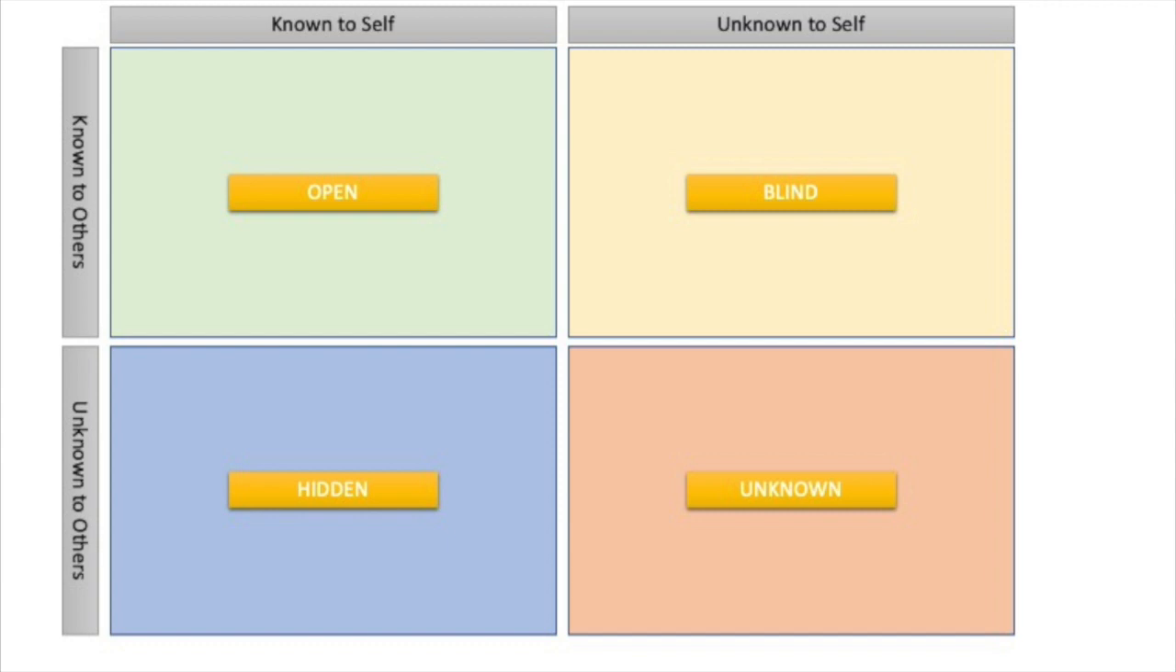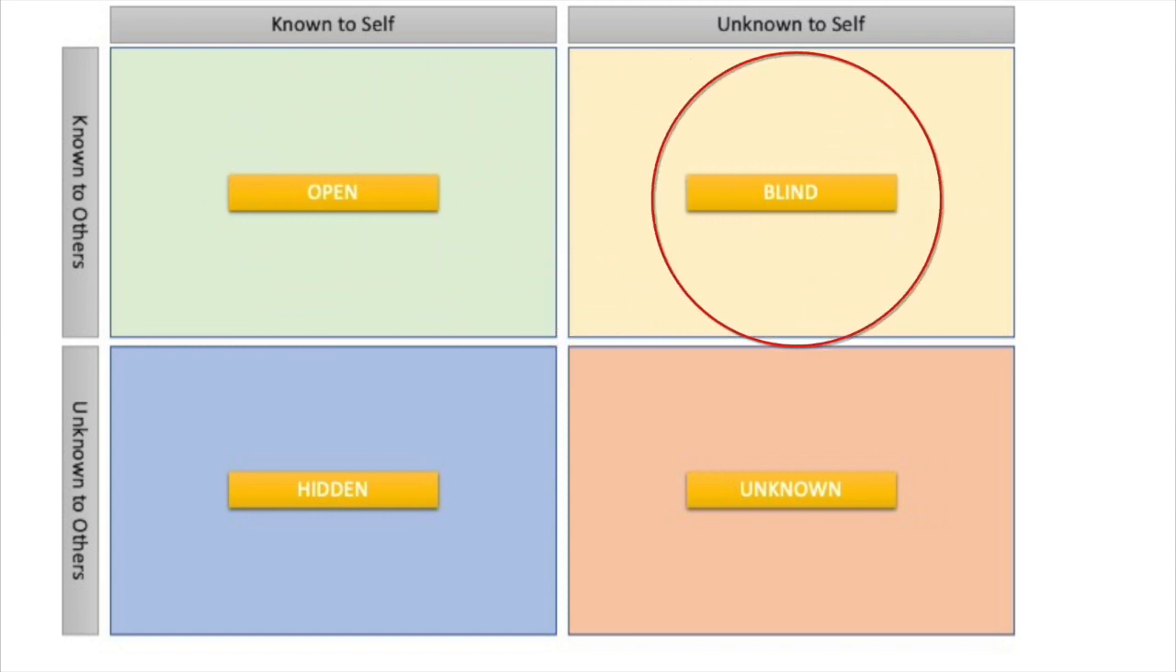Anything you know about yourself and are willing to share is part of your open area. Individuals can build trust between themselves by disclosing information to others and learning about others from the information they in turn disclose about themselves. Any aspect that you do not know about yourself but others within the group have become aware of is in your blind area.